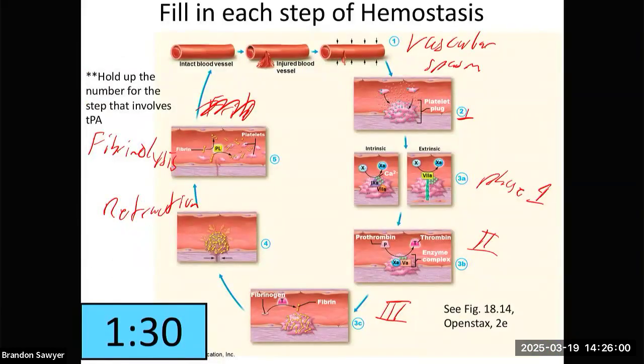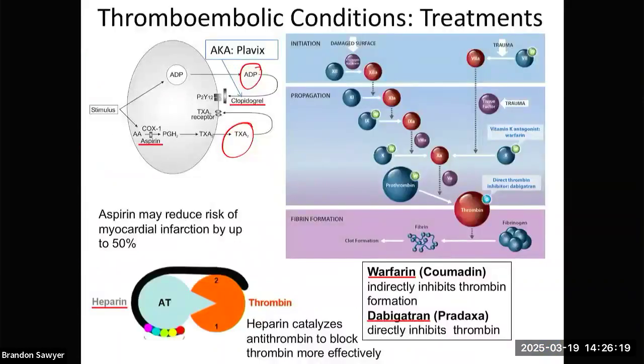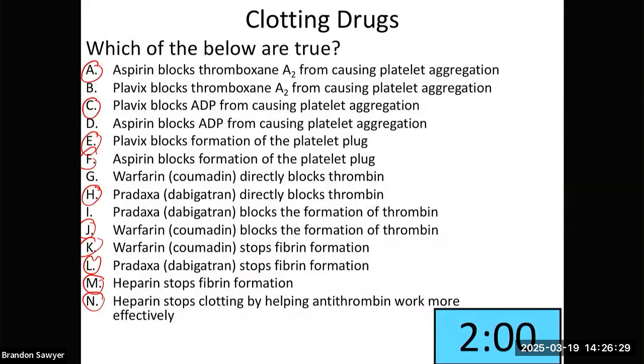We've also got K here, which stops fibrin formation. And we've got L, which stops fibrin formation as well. Both of these are also true. Heparin is down here as well. Heparin is showing this, right? Heparin helps antithrombin block thrombin's job.